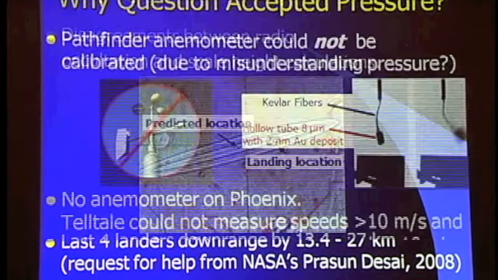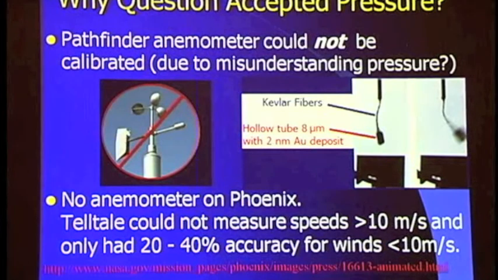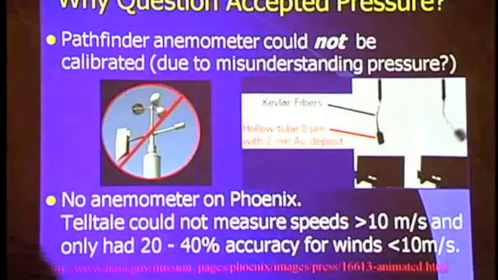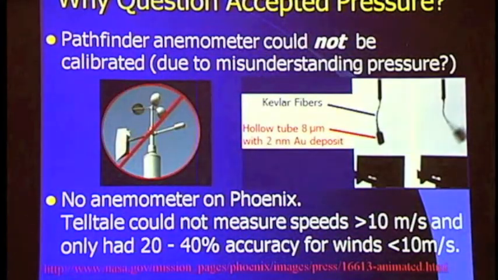Next. Okay, wind data. 50% of the landers could not really get wind data. They had a meteorological package. The picture on the left is what an anemometer would look like. Pathfinder had an anemometer, 1996 mission. They could not calibrate the anemometer no matter what they tried, which might be due to a misunderstanding of pressure. To calibrate an anemometer, you need to know the pressure. On the right there is the Phoenix Telltale. This was the wind device sent on Phoenix. They could not afford an anemometer, apparently, despite $37 million for the meteorological package.